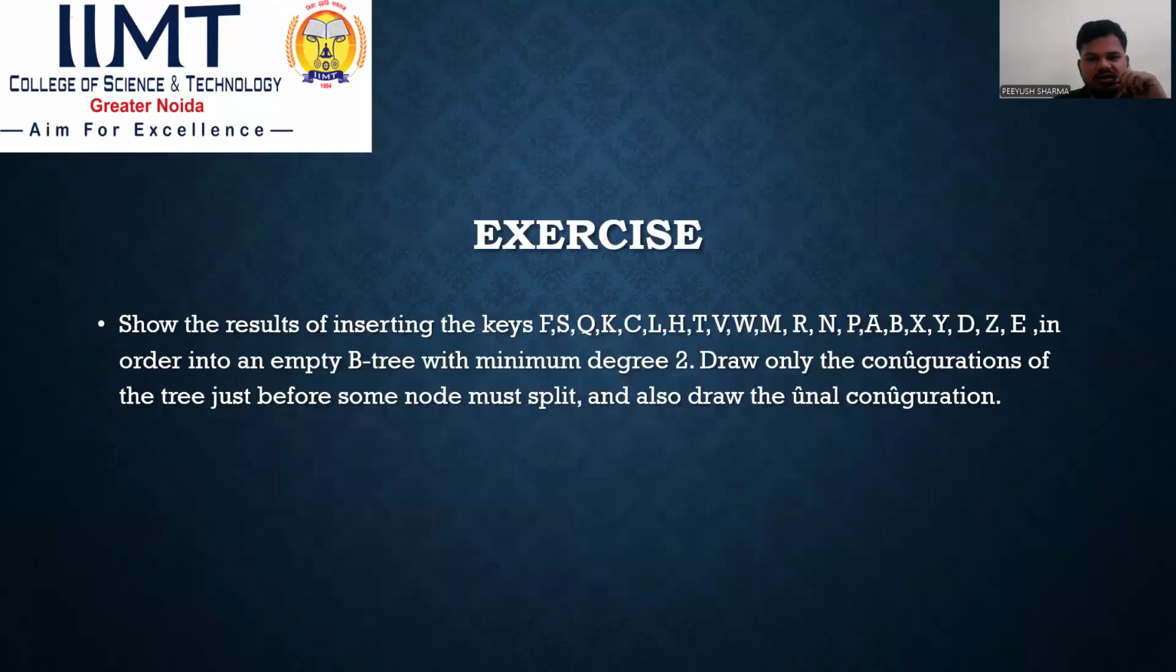So this is the exercise for inserting these keys into a B tree of degree 2. If the degree is 2, what will be the maximum number of keys in a particular node? 2t minus 1, that is 2 into 2 minus 1, that is 3. And what is the minimum number of keys in a particular node? That is 1, right? So here is the exercise for inserting keys into a B tree.